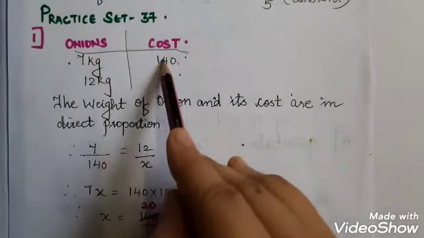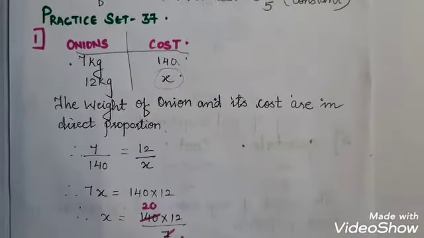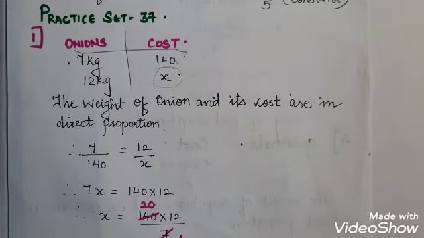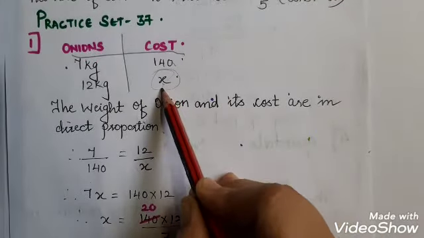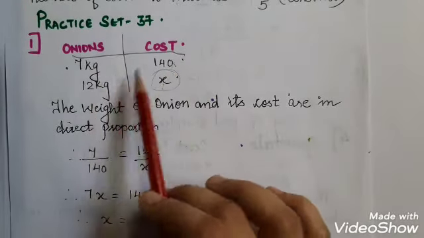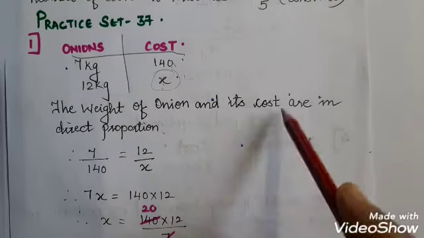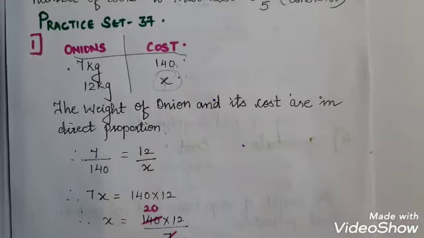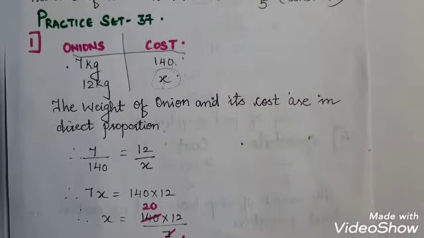Okay, 7 kg is 140. So 12 kg I assume as x, because we have to find how much it will cost for 12 kg of onions. I don't know what is the value for 12 kg onion, so I assume that to be x. Now for 7 kg the cost is 140, so for 12 kg the cost will increase. So that means the weight of onion and its cost are in direct proportion. You have to write the sentence. It is in direct proportion because when one quantity increases, the other also increases.